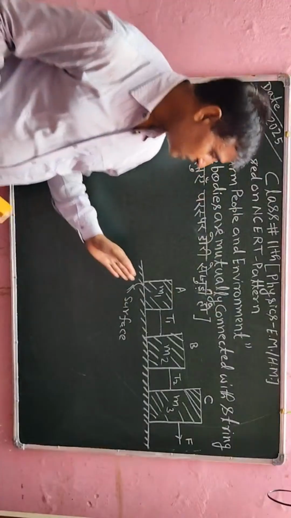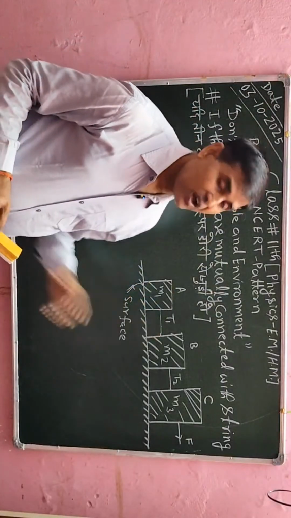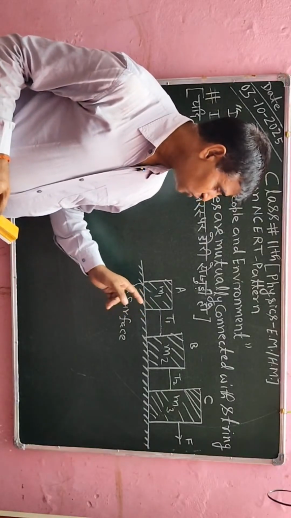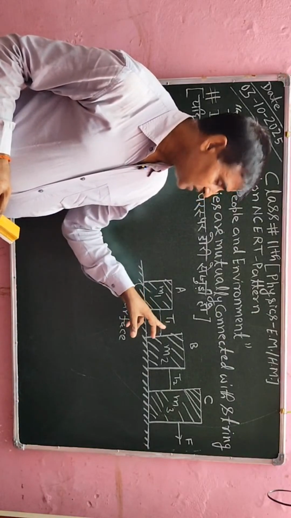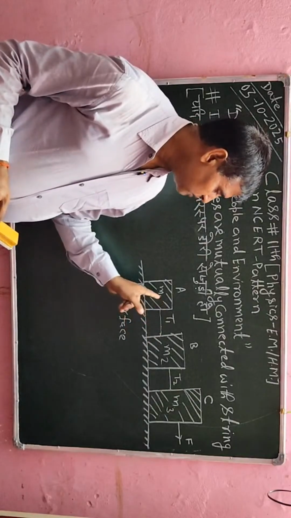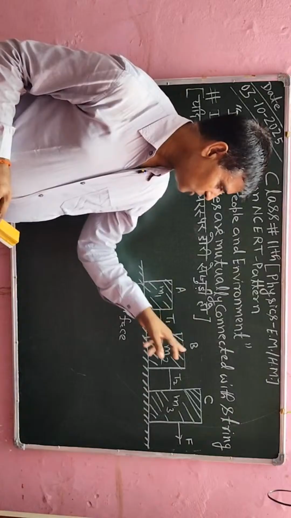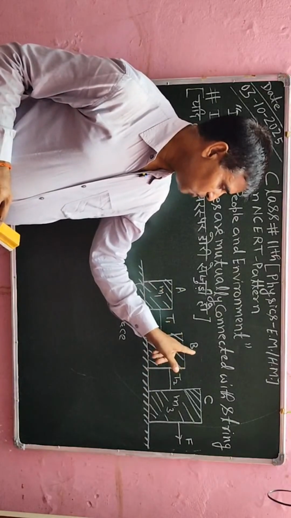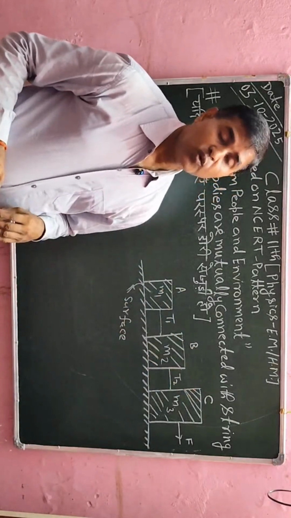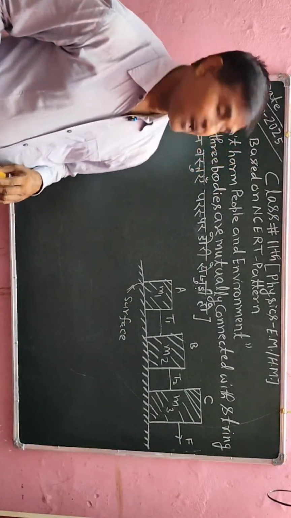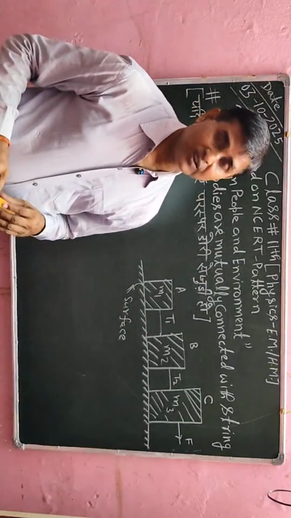So we have to calculate the common acceleration of these three bodies, and also we have to get the tension force T1 between the bodies A and B, and also T2 between the bodies B and C. So we have to use the concept of Newton's second law of motion to calculate this information.